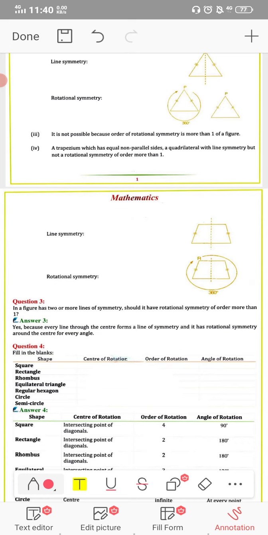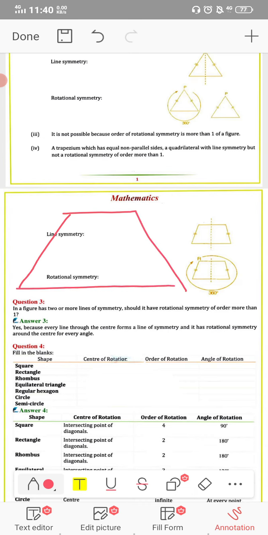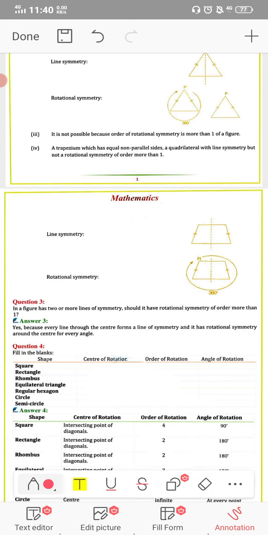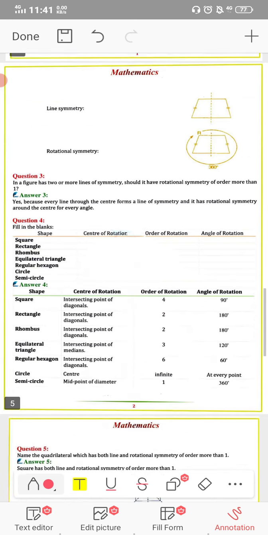So a trapezium is this, which is having two parallel lines and two non-parallel lines. If we cut it vertically, then we can get one line of symmetry. We cannot cut it horizontally, so we will make a line of symmetry only vertically. So a trapezium is having only a vertical line of symmetry, and if we rotate it 360 degrees, that means a complete turn, it means it is only having one rotational symmetry.